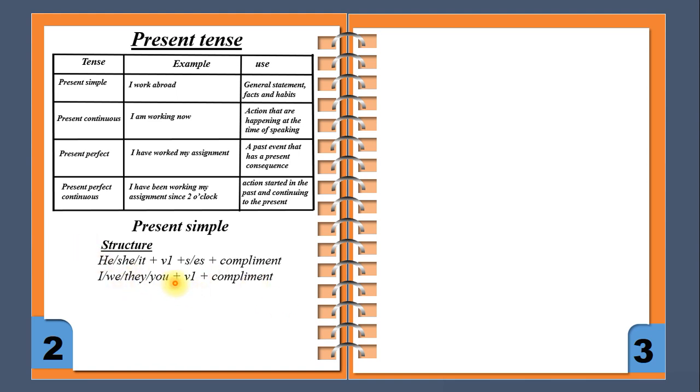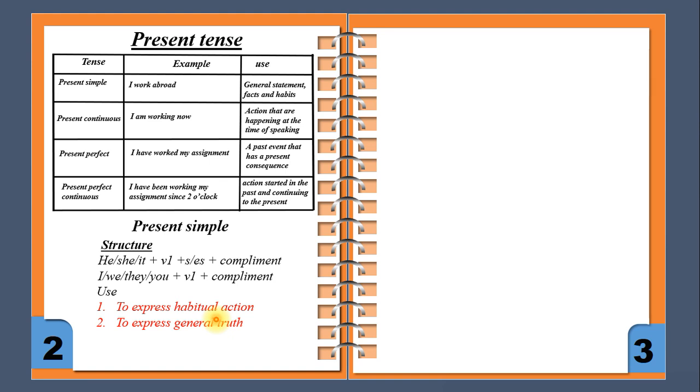ስለዚህ structure-ን ከተረዳን ኤግዛምፕሎችን እና ዩዝን እናያለን. Use 1 to express habitual action. Habitual action ማለት day to day የምንፈጽመውን የምናደርገውን ድርጊት. Okay? To express habitual action or an action that can take place every time, every day, or every week, or every year. That is called habitual action.